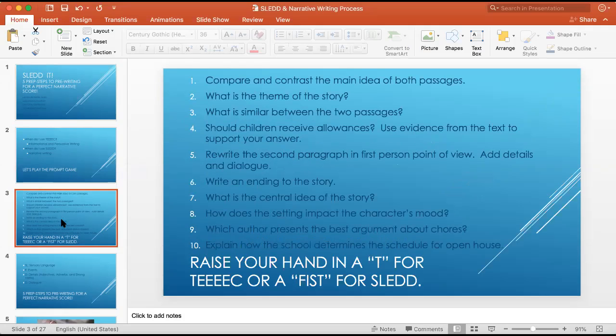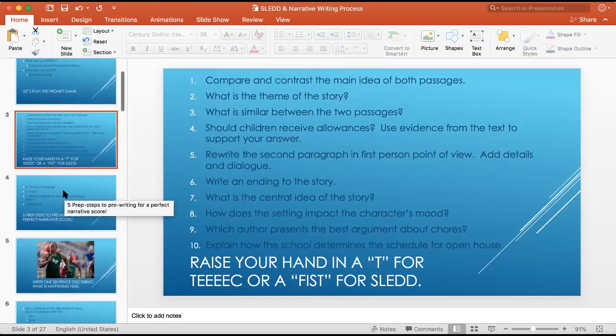I want you to raise your hand in a T. Make a T if you think that you should use TEAK, or raise your hand in a fist if you think we should use SLEDD. They usually have a lot of fun with this. We go through it, and I call on someone to clarify why TEAK was used or SLEDD was used. If you have not taught TEAK yet, skip this game, of course, and come back to it later when you feel like it would be a good exercise.